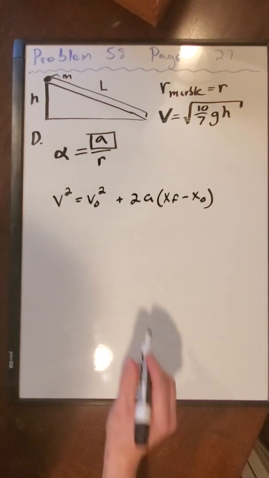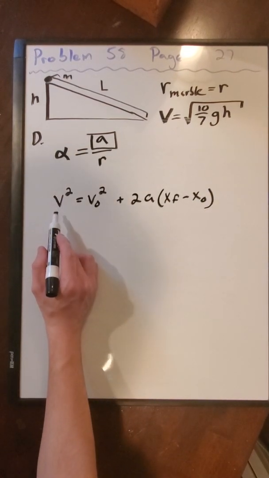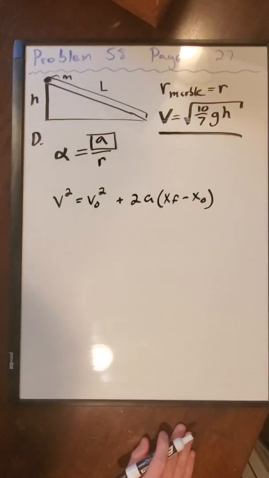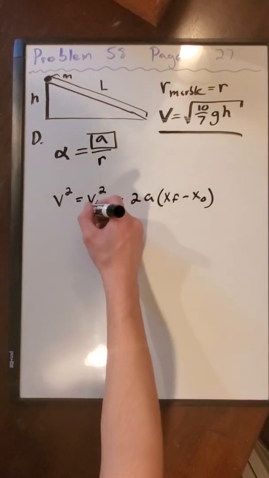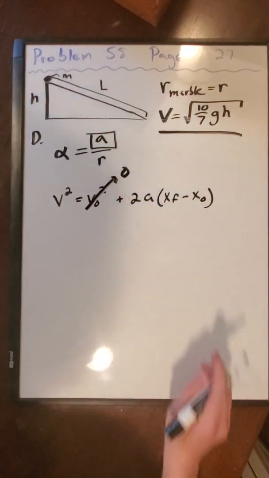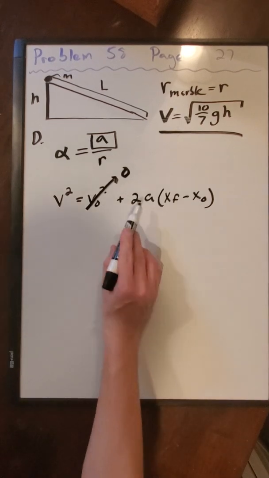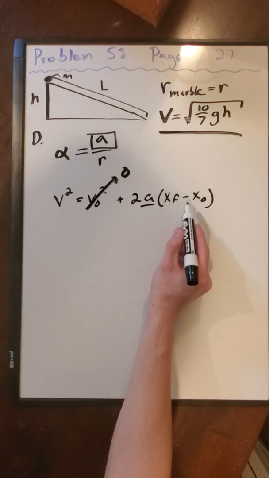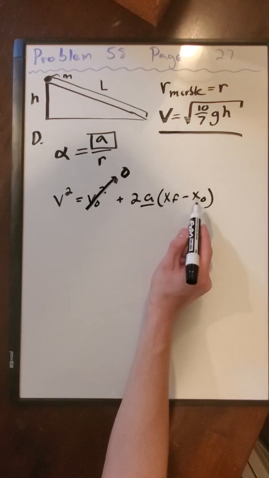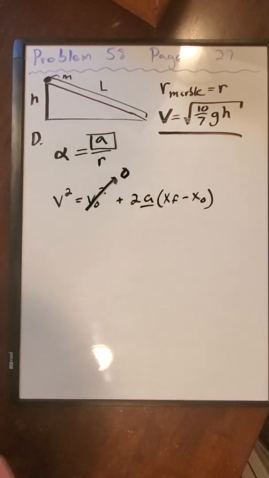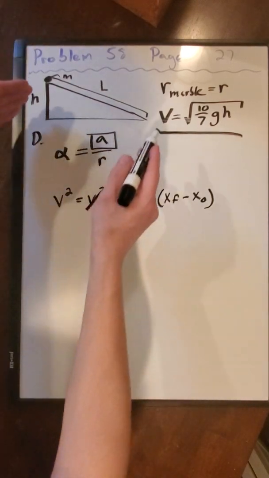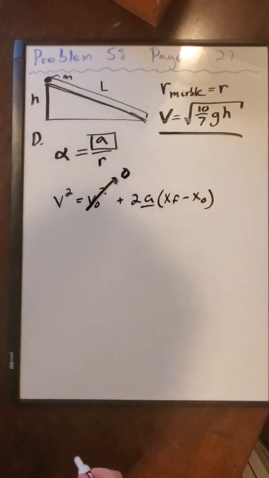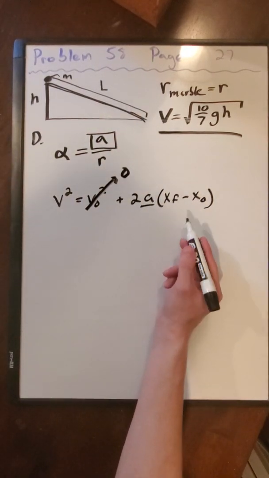So in this case, we're going to look at all of our variables. We know what our final velocity is because we calculated that out in part A. And that's just the square root of 10 over 7 gh. Our initial velocity is really nice. It's just 0 because we're starting from rest, so we don't have to worry about that at all. 2 is a constant. We're solving for a. xf minus x naught. So that's our final position minus our initial position. That's just how far we're traveling. And because we're rotating our axis, the length that we're traveling in this case is just going to be length L. So xf minus xo is just going to be length L.